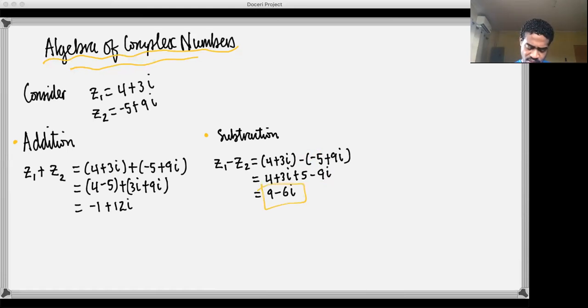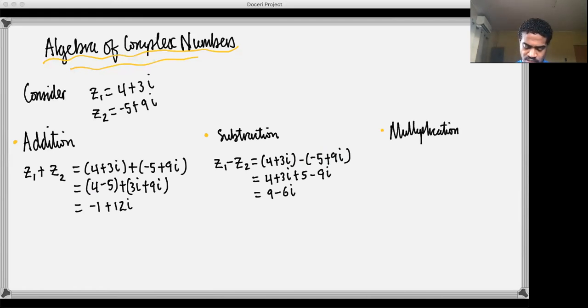So pretty straightforward, right? You group your real parts and you group your imaginary parts, and you add and subtract them based on your signs. So that's how you do it, and that's basically it in terms of addition and subtraction. Now let's look at multiplication of these two complex numbers, Z1 and Z2.